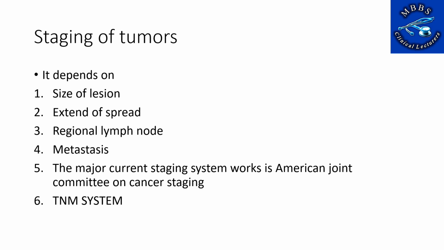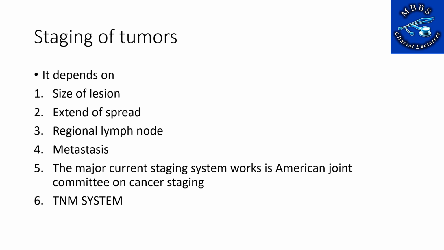And the second one is the regional lymph node. For example, if the tumor is of the neck or the thyroid, then the regional lymph nodes are usually judged, like the cervical lymph nodes or the axillary lymph nodes. The nearby lymph nodes will be judged for any metastasis. If one lymph node is involved, or two lymph nodes are involved, then the staging will change according to the number of lymph nodes.